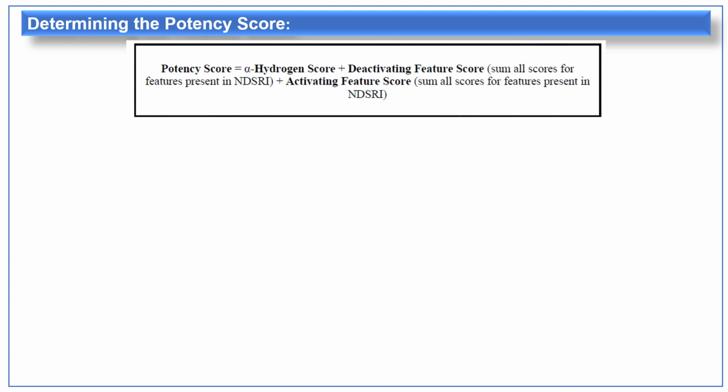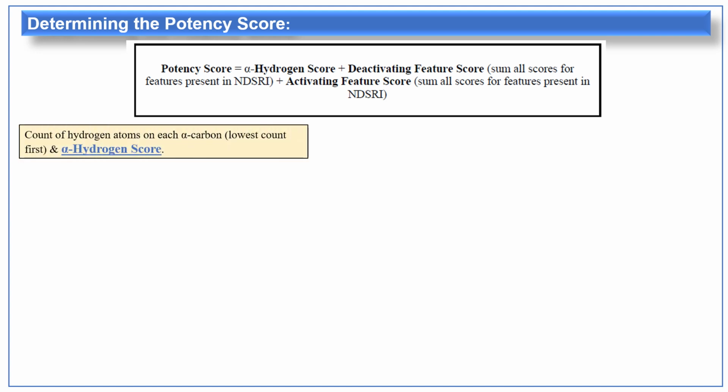In the previous slide we had to determine the potency score. So how is that potency score determined? The potency score is the alpha hydrogen score plus the deactivating feature score plus the activating feature score. So what is the alpha hydrogen score? For example, one structure of a nitrosamine drug substance related impurity is present. You have to count the hydrogen atoms on each alpha carbon, right? And you have to write it in a way that shows the least number of alpha hydrogens and the highest number of alpha hydrogens, right?